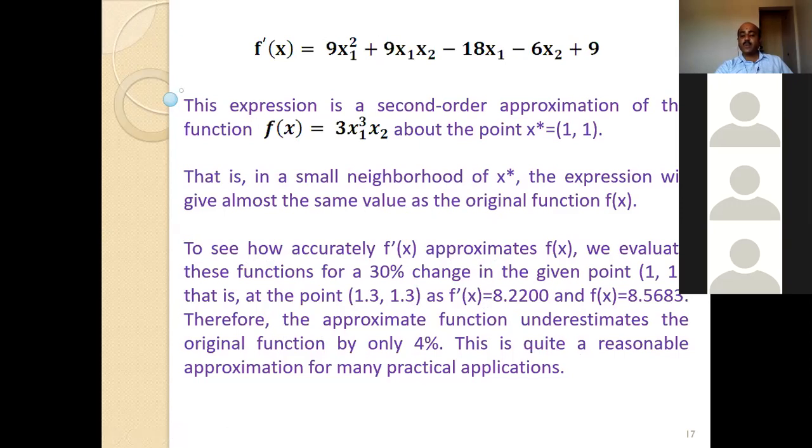This is quite a reasonable approximation for many practical applications, in the sense of how accurately f dash x approximates f of x. For that we have done the trial here, a 30% increase. So instead of 1 we have put 1.3. The final solution we have got is f dash x is 8.2, where f of x is 8.5. I'm just running out of my time, so I will meet tomorrow.